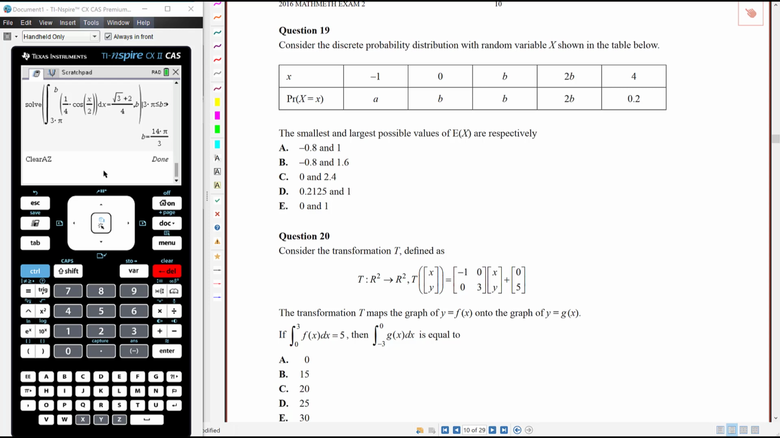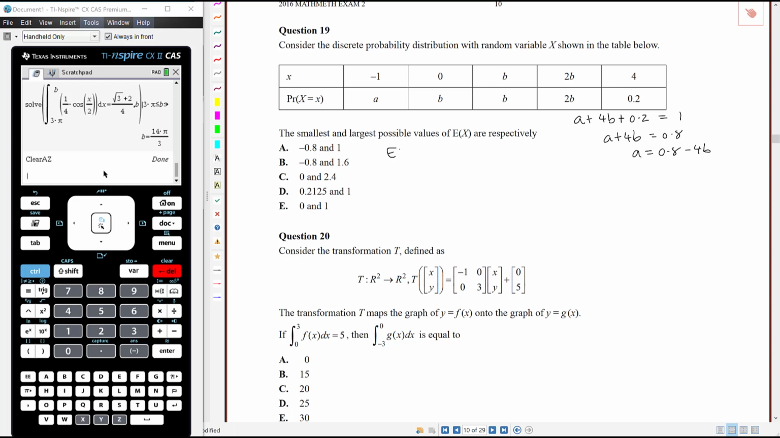Okay, so let's have a think about what's happening here. So first of all, we can get a connection between A and B. We know just from adding up the probabilities that A plus 4B plus 0.2 has to equal 1. So A plus 4B has to equal 0.8, or A has to be 0.8 minus 4B. Okay, so we definitely know that.